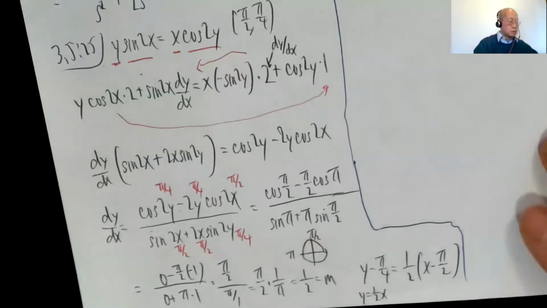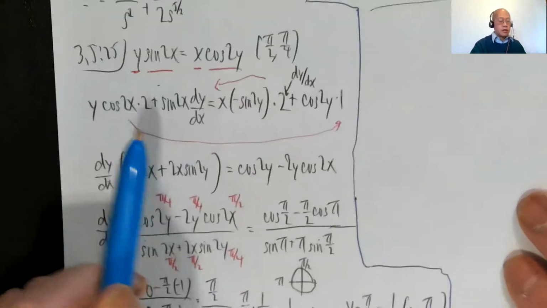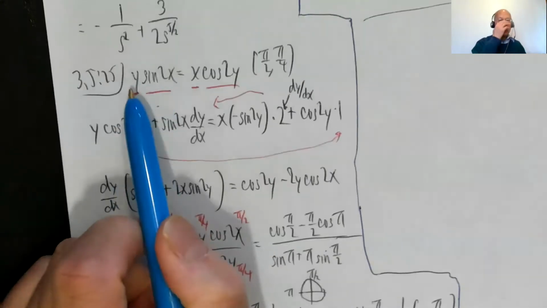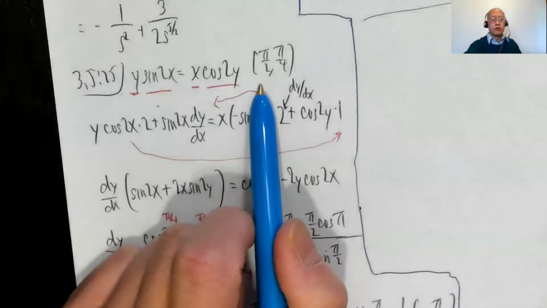This is section 3.6, but I want to go back and do some more problems from 3.5 also. So do that first. 3.5, number 25, find the equation of the tangent to the curve y sine 2x equals x cosine 2y at the point pi over 2, pi over 4.